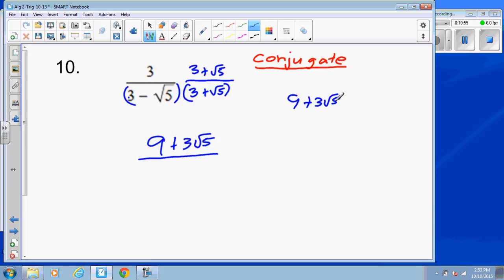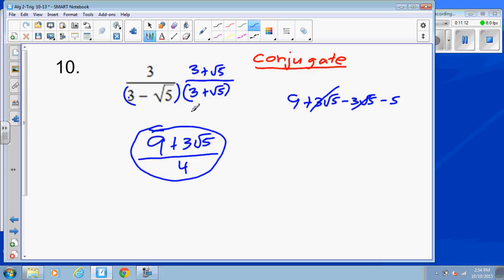And this is going to be minus 3 square root of 5. And then the last term is going to be minus 5, because square root of 5 times square root of 5 is 5. So these cancel, and I get 9 minus 5, which is 4. And that's the final answer for that one.